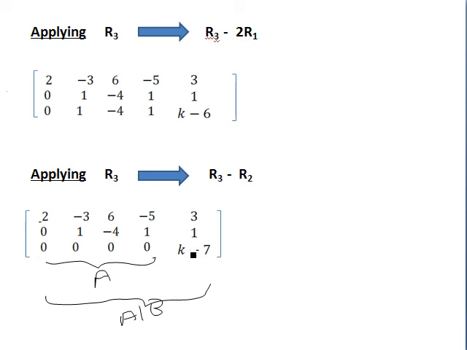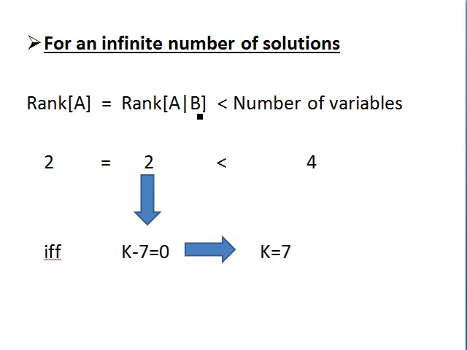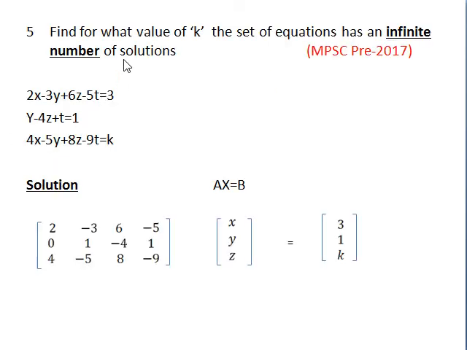This will become 2 only if k minus 7 becomes 0. So the rank of the augmented matrix will become 2 if and only if k minus 7 becomes 0. That implies that k is equal to 7. So the answer is, for an infinite number of solutions, the value of k must be 7. So here the value of k must be 7.